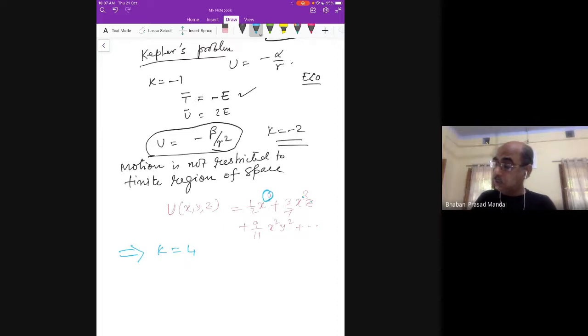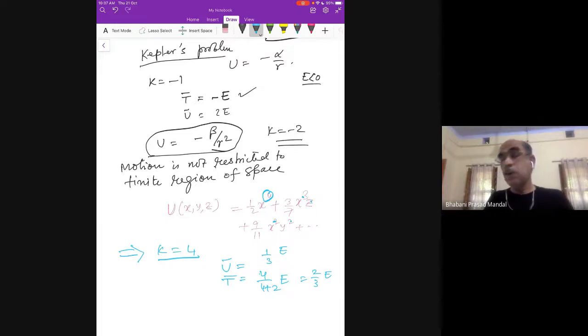this is 3, this is 1, 4, this is 2. So you have to check whether it is a homogeneous function or not. If it is not a homogeneous function, then you cannot use that. But if it is a homogeneous function and k equal to 4, then your U bar and T bar you can calculate. So it will be 4 by 4 plus 2 times E. So it is 4 by 6, so it will be 2/3 of E, and this will be 1/3 of E. Okay, so this kind of question we sometimes ask in the exam, giving a complicated potential and asking you to find the kinetic energy and potential energy.